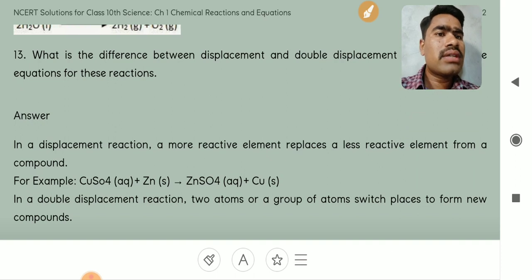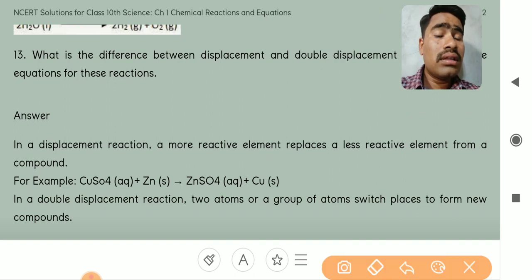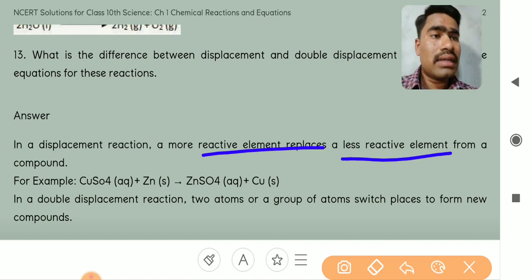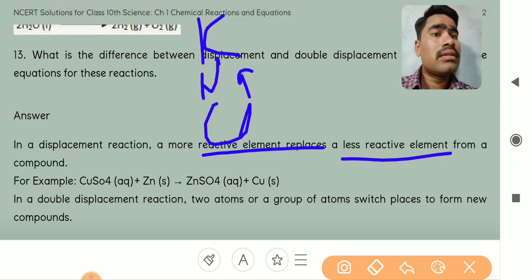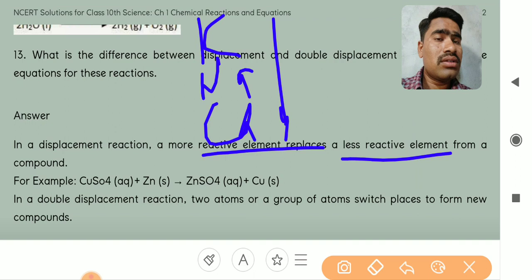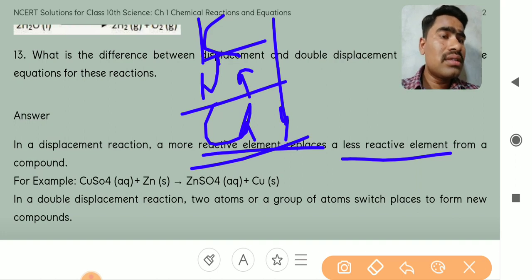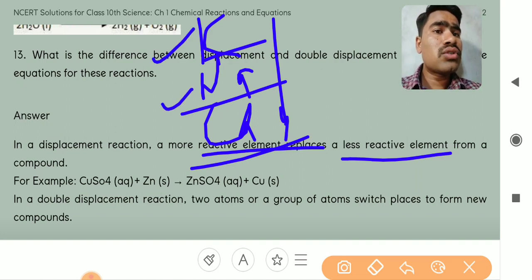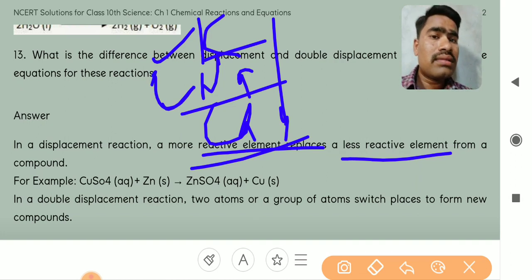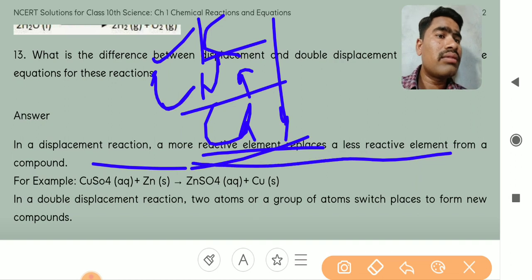A displacement reaction is one in which a more reactive element replaces the less reactive element. For example, as I told you, the reactivity series: potassium, Na, Ca, the reactivity decreases in this manner. Potassium is highly reactive, sodium is less than potassium, calcium is less than sodium. So in this reactivity series, potassium can displace sodium, but sodium cannot displace potassium. So in a displacement reaction, the more reactive element replaces the less reactive element from the compound.